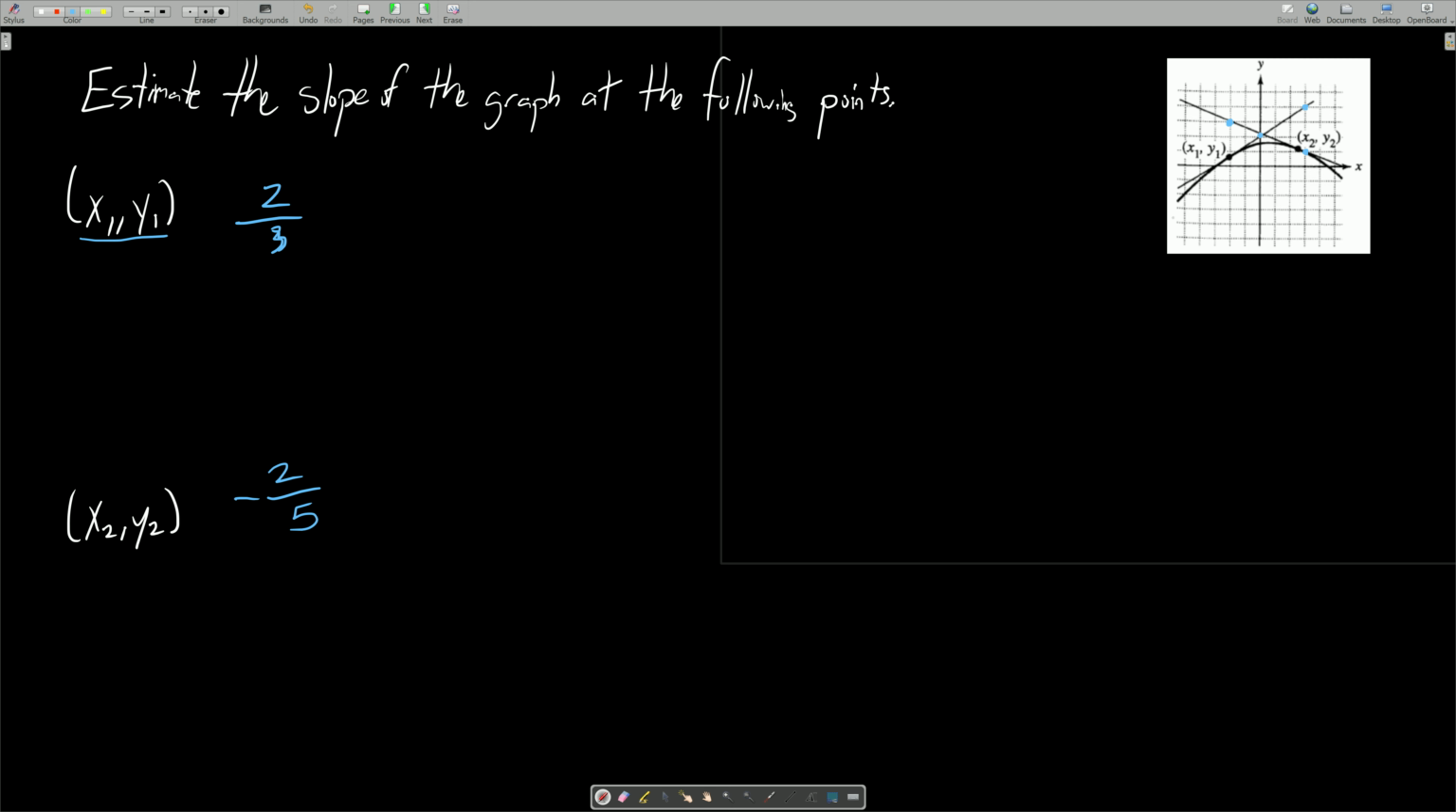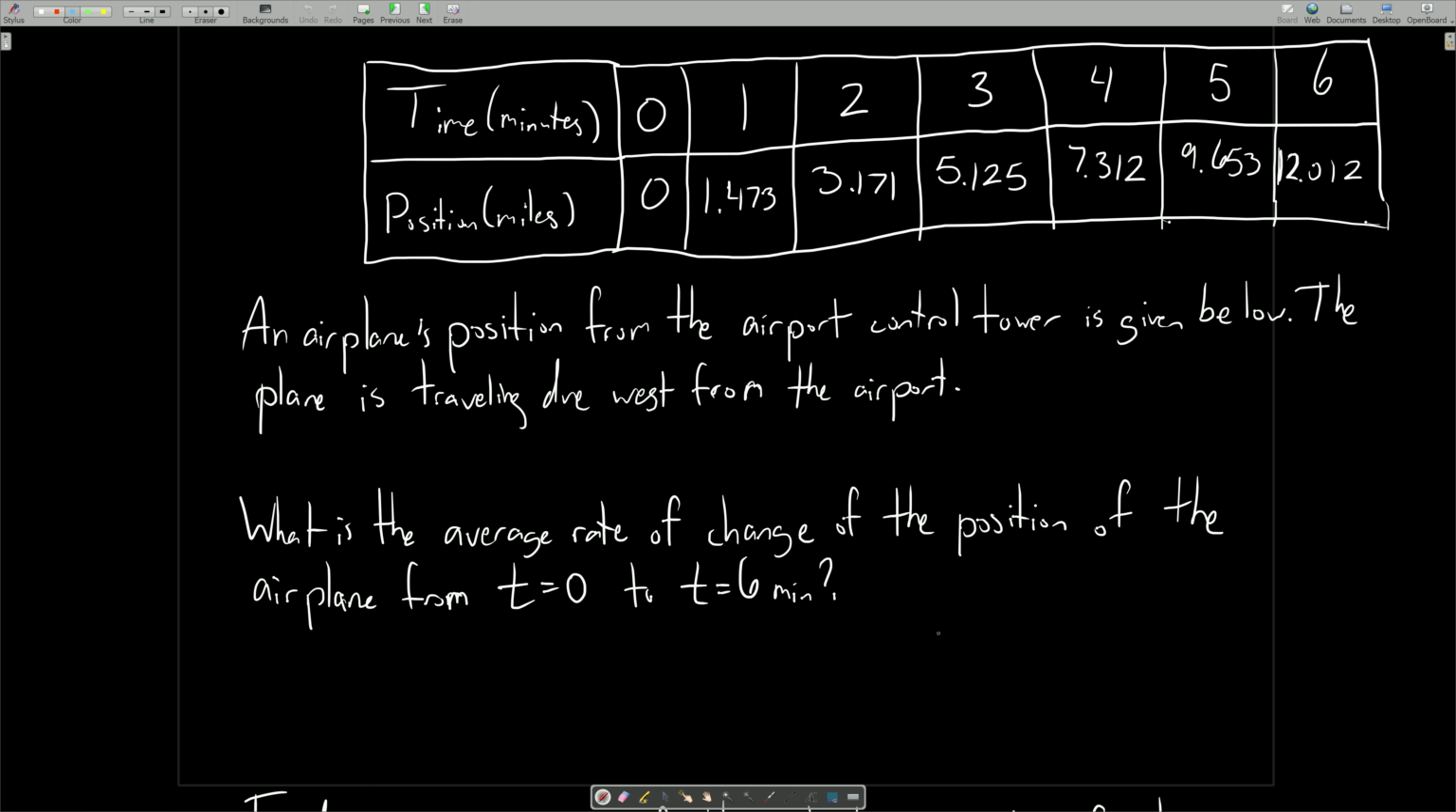So one way you can estimate tangent lines, or estimate the slope of a graph at any point, let's say the point right here, is by drawing a tangent line and then seeing what the slope of that tangent line is. So this one looks like the slope is 1. So that's one way. You may also have a table.